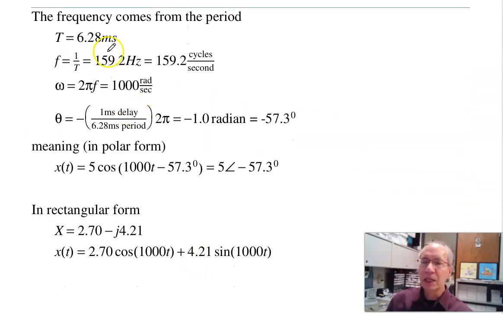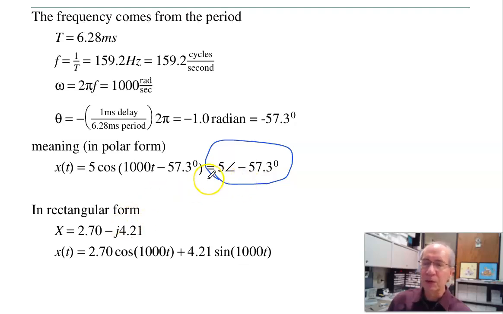The frequency comes from the period. The period is 6.28 milliseconds. Frequency is 1 over period. That gives you hertz. Omega is 2 pi f. So the frequency is 1,000 radians per second. And then the angle is the delay. The peak is the amplitude. So here's x of t. In phasor form, I'd represent that as 5 at minus 57 degrees.